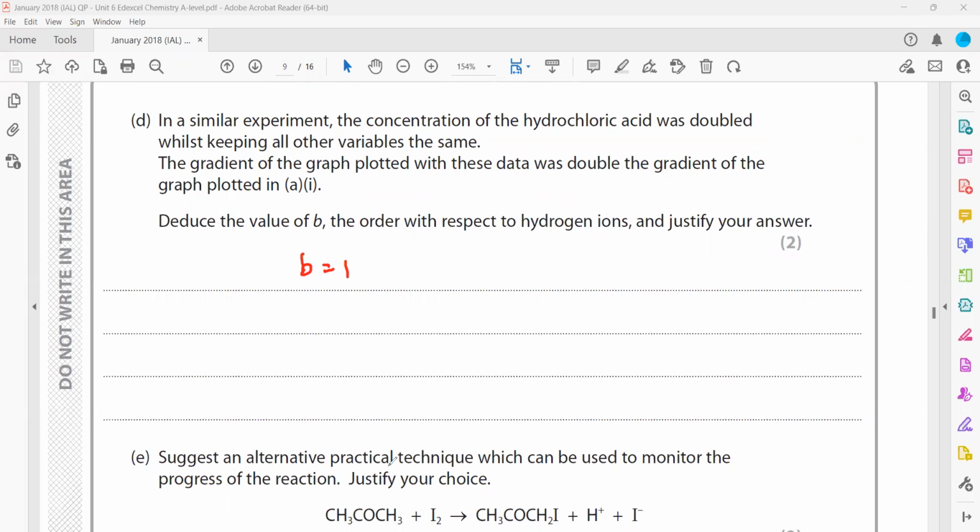And how can we say it is first order? Because you can see that if we double the concentration, the rate is also doubled. So doubling the concentration doubles the rate, and for a first order reaction, rate is directly proportional to concentration. So if we double the concentration, we observe the slope or gradient is doubled. It means it is first order with respect to hydrogen ion.